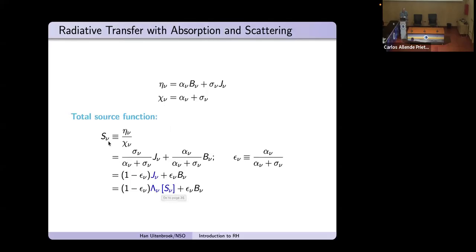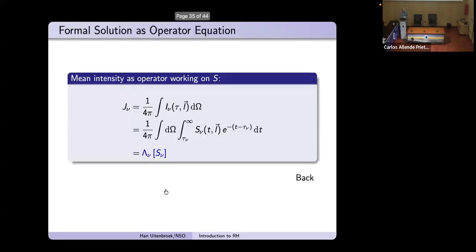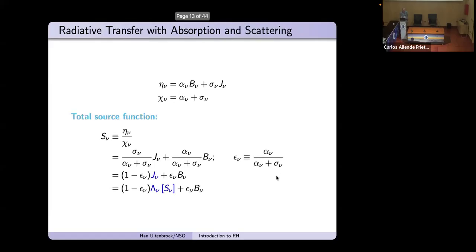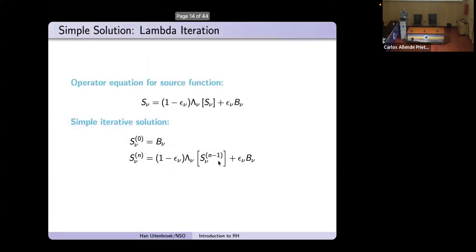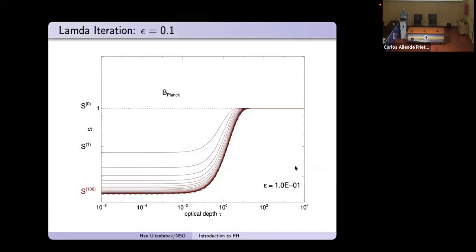We can write this source function now as an operator working on itself. So this is typically a non-linear equation in the intensity that we have to solve iteratively. Now, the simplest iterative method that we can think of is to take the source function as the solution with the previous estimate. So we have an estimate of the source function. Say we start at the Planck function, and then we calculate the next iteration of our source function just by putting the Planck function here. And this works reasonably well if epsilon is not too small.